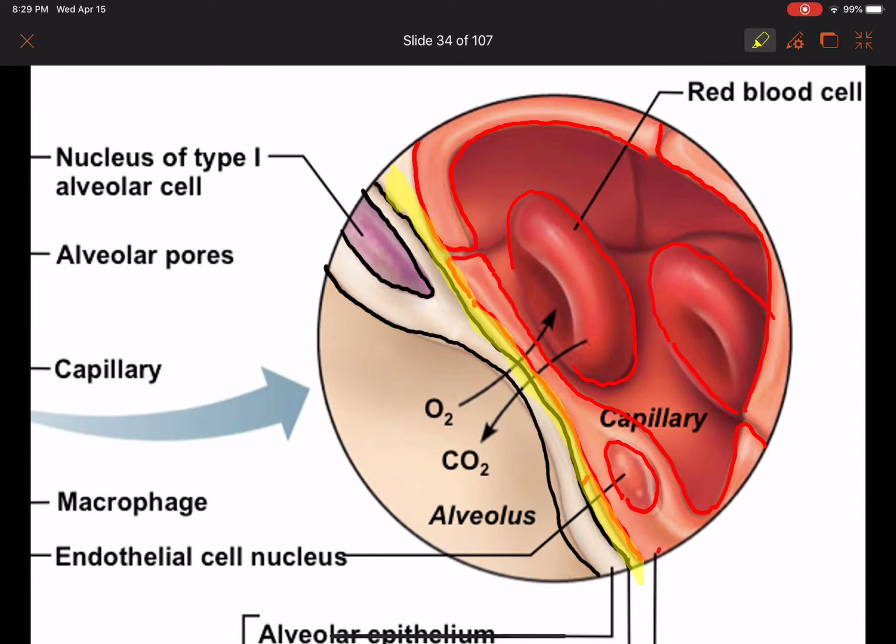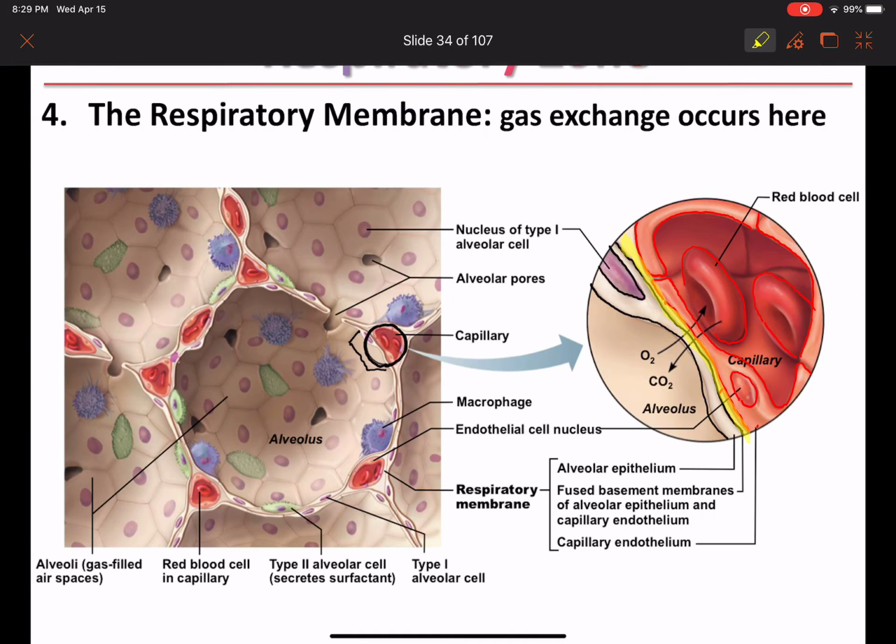Good enough. All right, so the fusion of this layer of alveolar cells, or type 1 cells, and these endothelial cells of the capillary, and the connective tissue that's wedged between them, make up what's collectively known as our respiratory membrane. And the respiratory membrane is the membrane across which CO2 and O2 are diffusing.